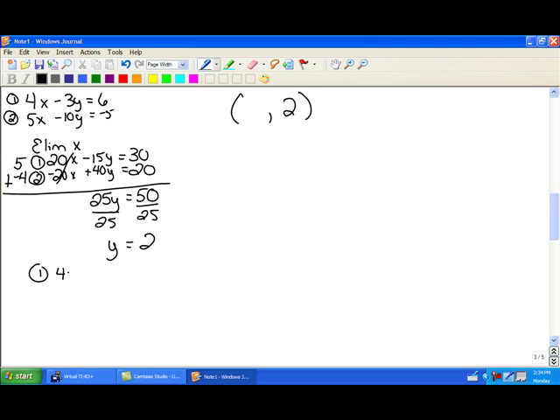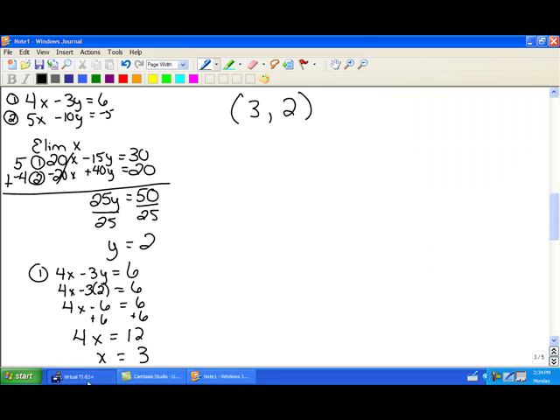Back substitute into either one of the original equations. I'm going to look at equation 1. Instead of the y, I'm going to use the y I just solved for, or 2. So 4x minus 6 is equal to 6. When I add 6 to both sides, I'm going to see that 4x is going to equal 12, therefore telling me that x is going to equal 3.